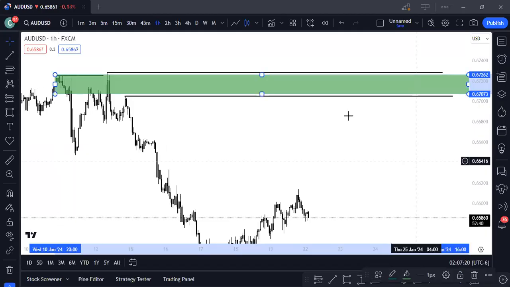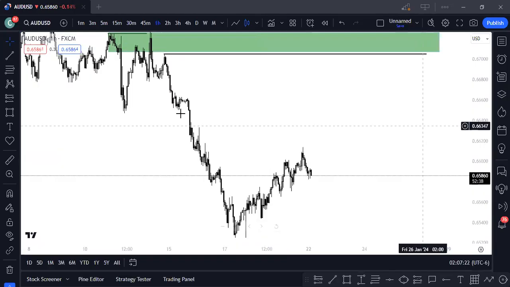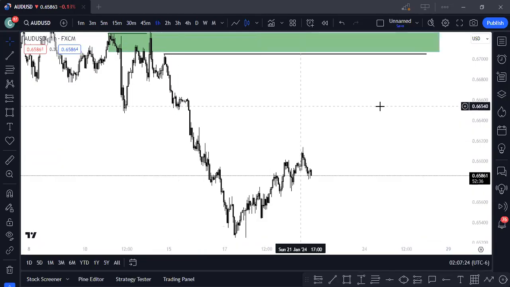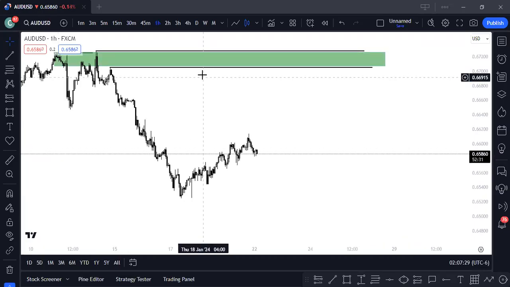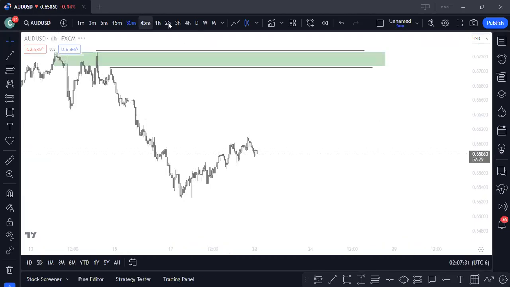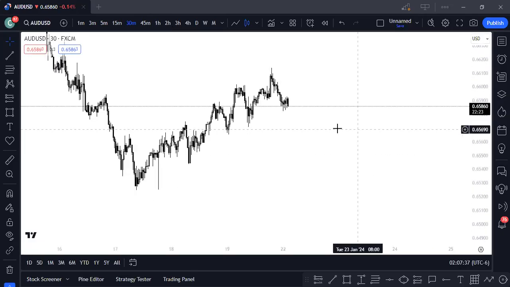So price is likely to come here. I had this set up weeks back when price was still here, but it just ignored it and then went all the way down. So if I was going to look for any entry, it should be here on AUD USD. A buy setup.